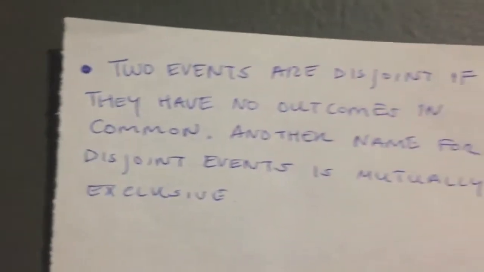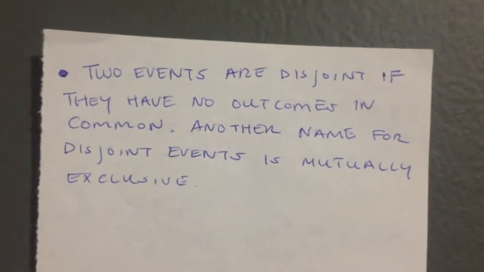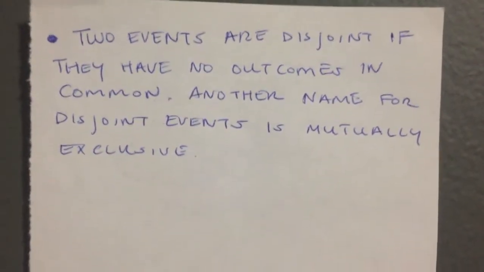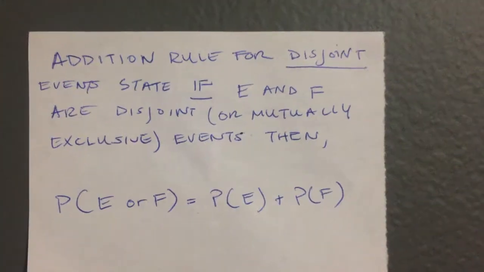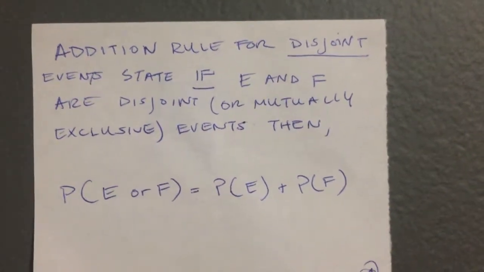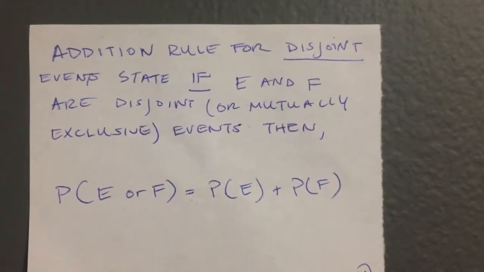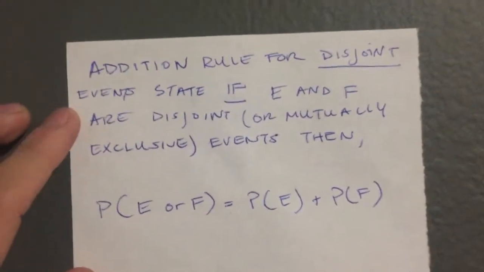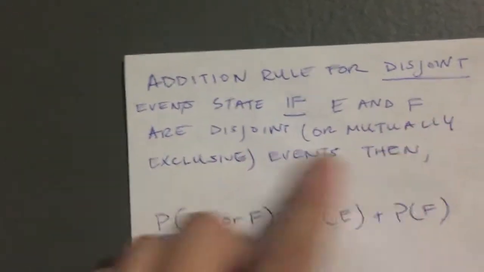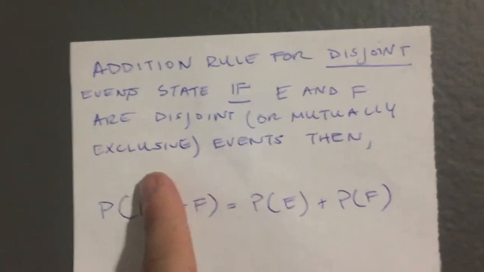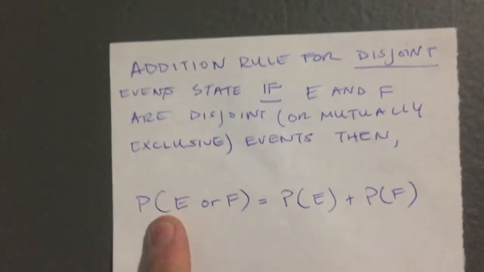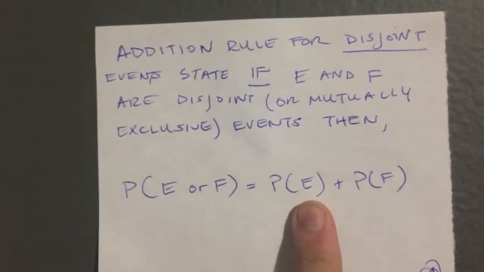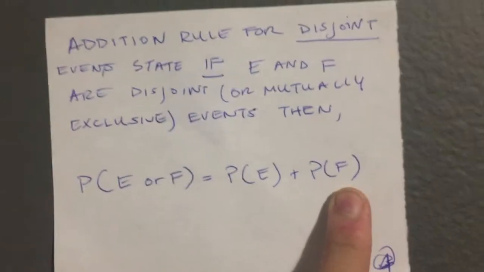You can find out if two events are disjoint if they have no outcomes in common. Another name for disjoint events is mutually exclusive. So the only way we can add these two events together is if they are disjoint. The addition rule for disjoint events states if E and F are disjoint or mutually exclusive events, then the probability of E or F equals the probability of E plus the probability of F.